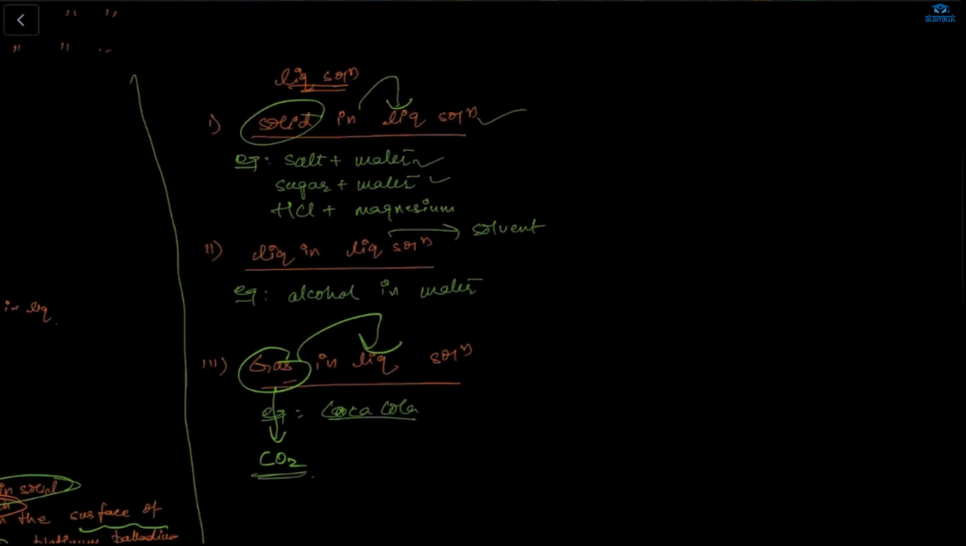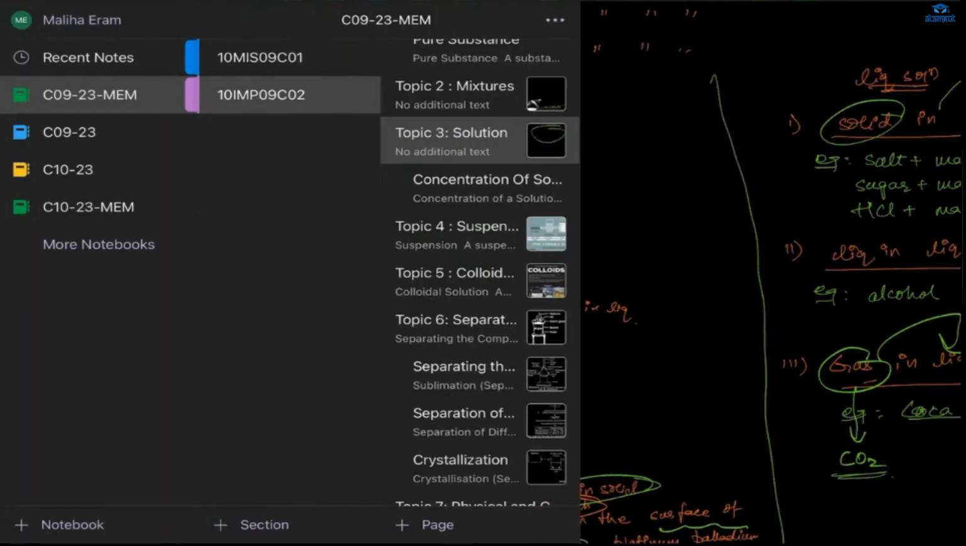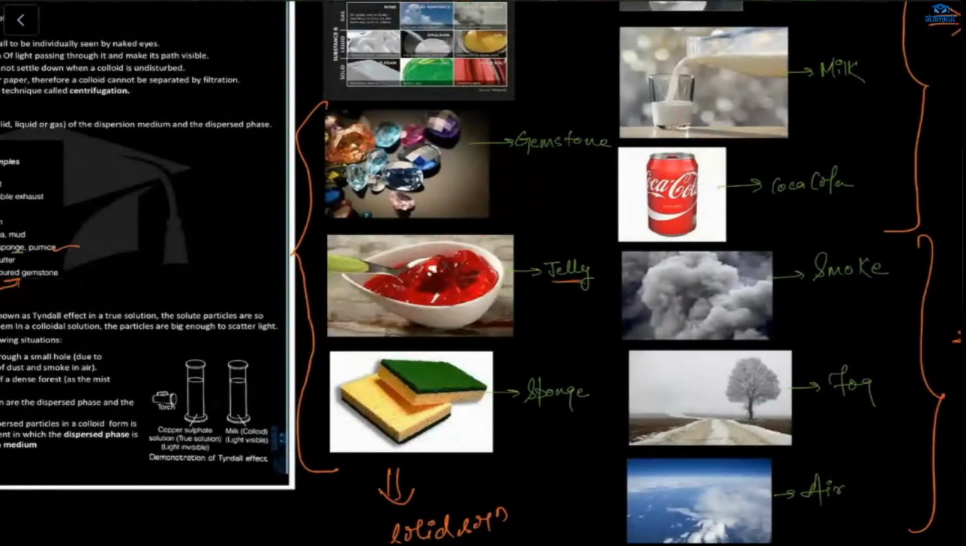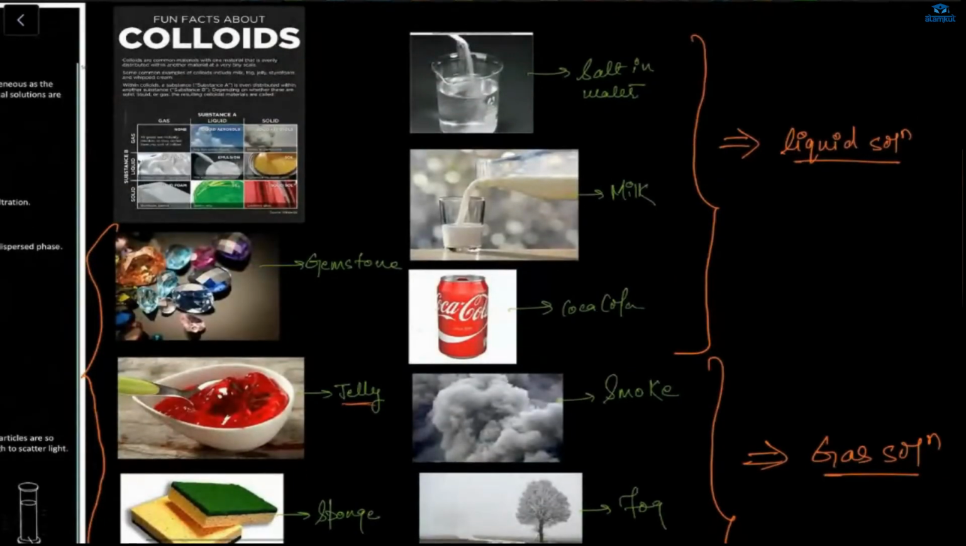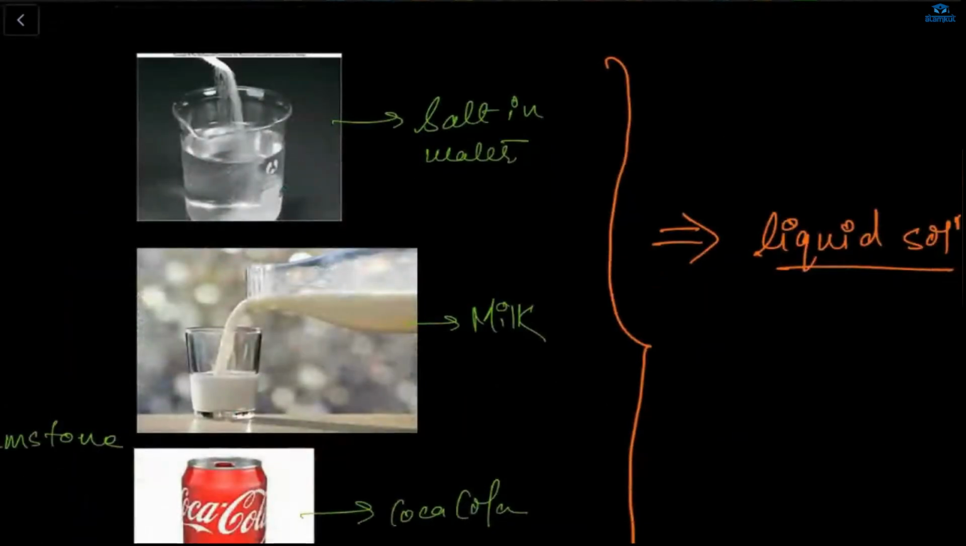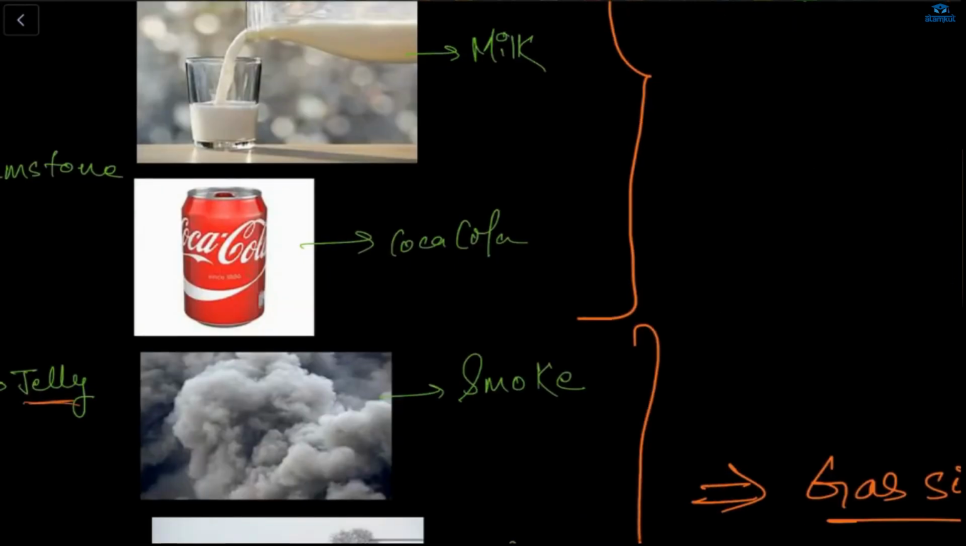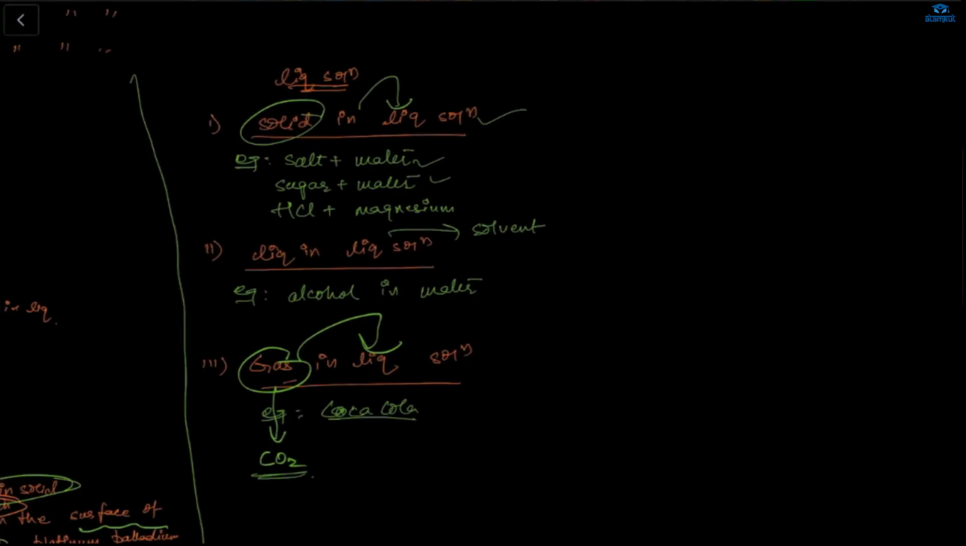Okay, now this solid solution part is done. Let's see, this one is for solid solution, and this one for liquid solution. Here will be the solid in liquid, so it will be salt and water. The liquid in liquid can also be milk, right? Because milk is also liquid, and if we add milk in water, then it is a liquid in liquid solution. Okay, and here is the Coke, for what? For gas in liquid solution. Got it?